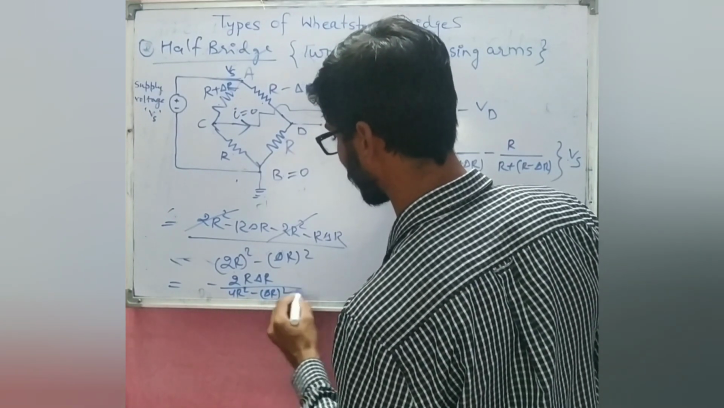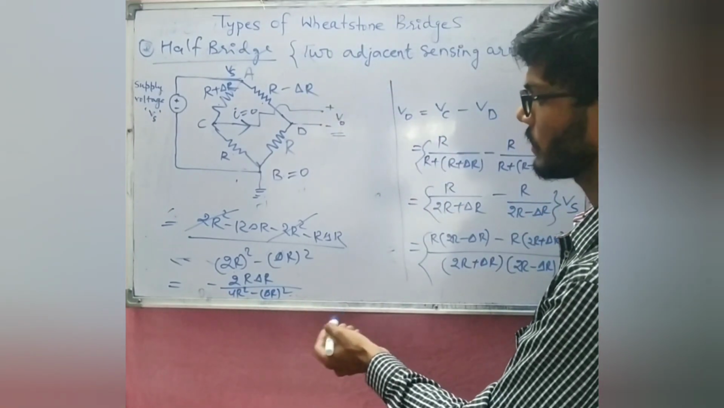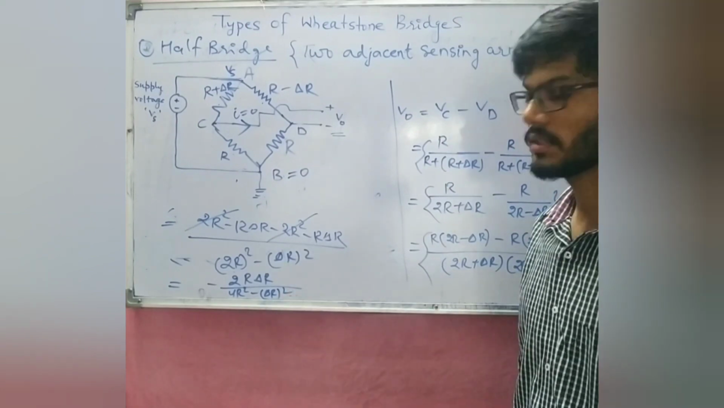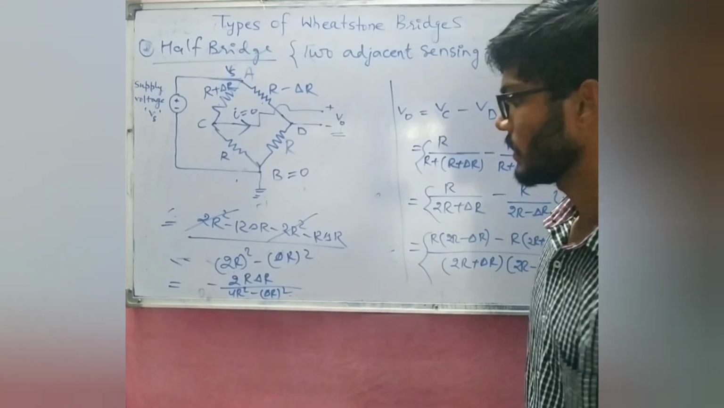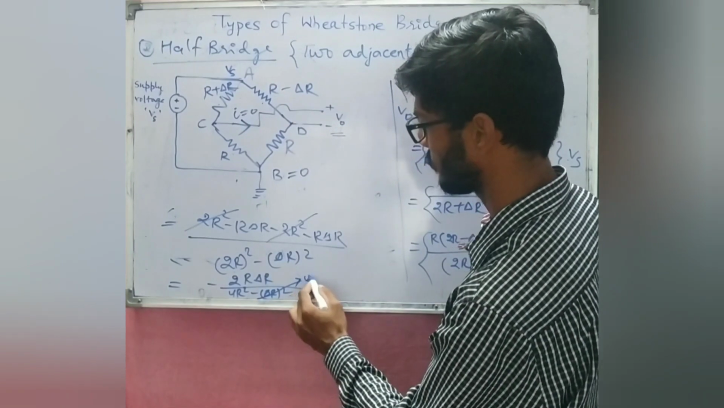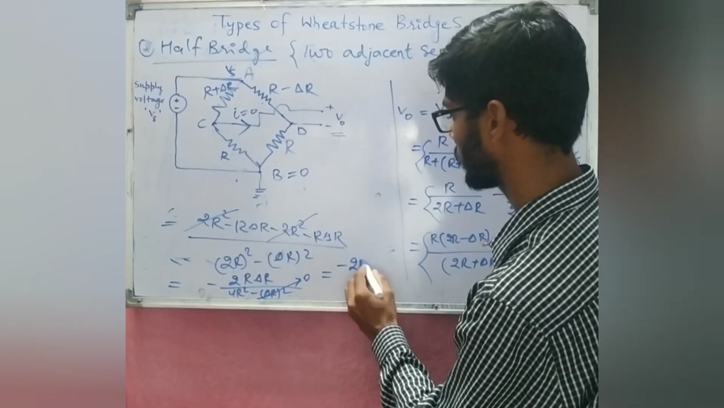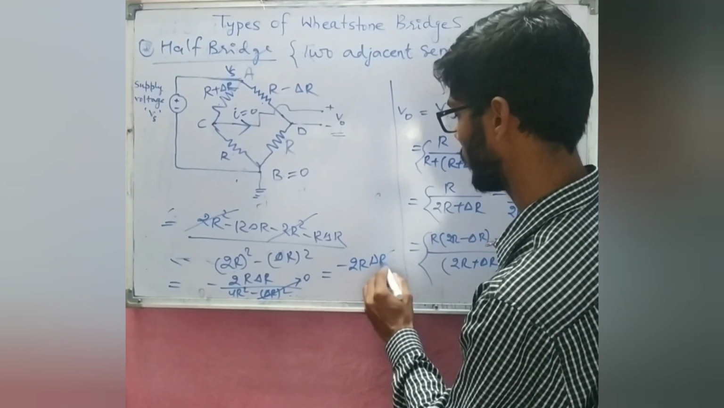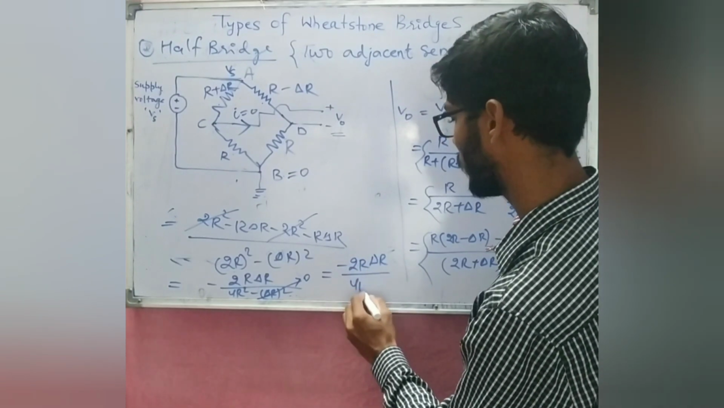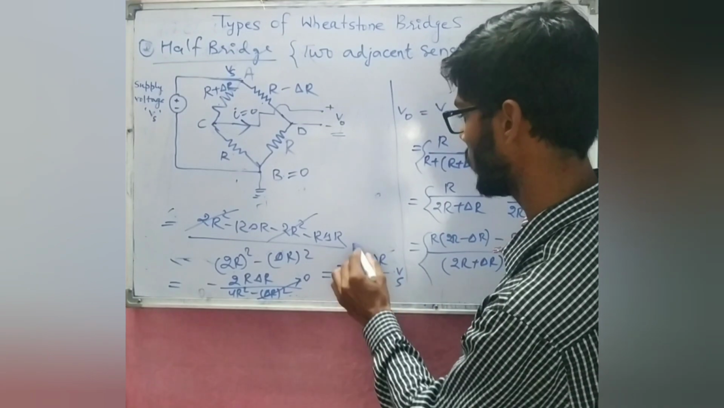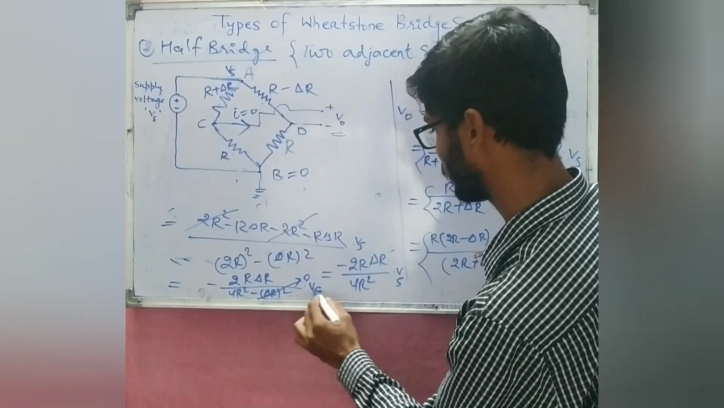divided by 4R square minus (delta R) whole square. As I mentioned previously also, the change in resistance is going to be very small, so (delta R) whole square we can simply neglect it, and then we can simplify it as minus 2 times R delta R divided by 4R square, and the whole thing was multiplied by Vs here also.